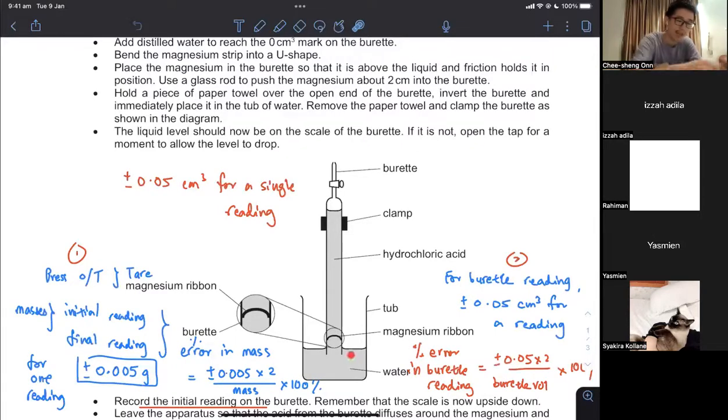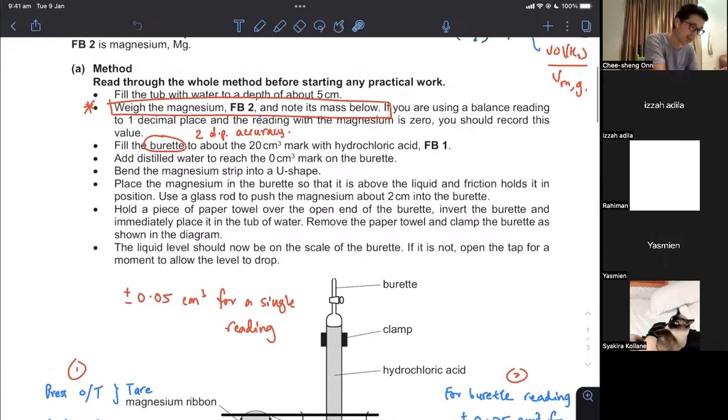This is collection of gas. How in the world do you do this? It's the same method. So you will fill the tub with water. So this is your water tub, water trough, water basin, and then you will fill the burette. But this one is, what do they want? To add about 20 cm cube, add distilled water to reach 0 cm cube. So here you don't fill up the burette to the very top. This is even trickier compared to the last one because there's an instruction there.